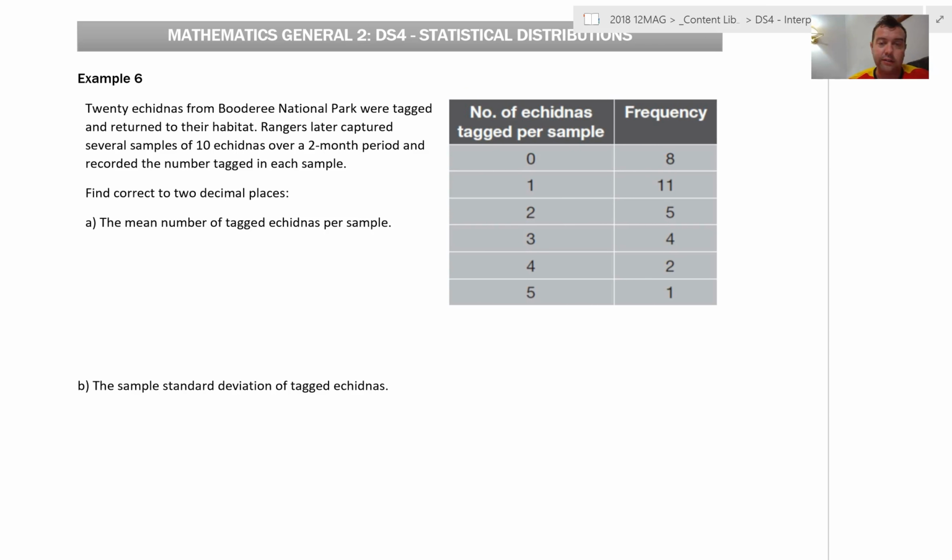Last of these, I know the video is getting close to 10 minutes now. But man, there's a lot of examples here, and I don't really want to skip things, particularly as I won't be present in class on Friday. So, 20 echidnas, what do we got here? The mean number of tagged echidnas per sample. Per sample. So, sometimes we did 8, 11, 5, and so on. So, this is my score, this is my frequency.